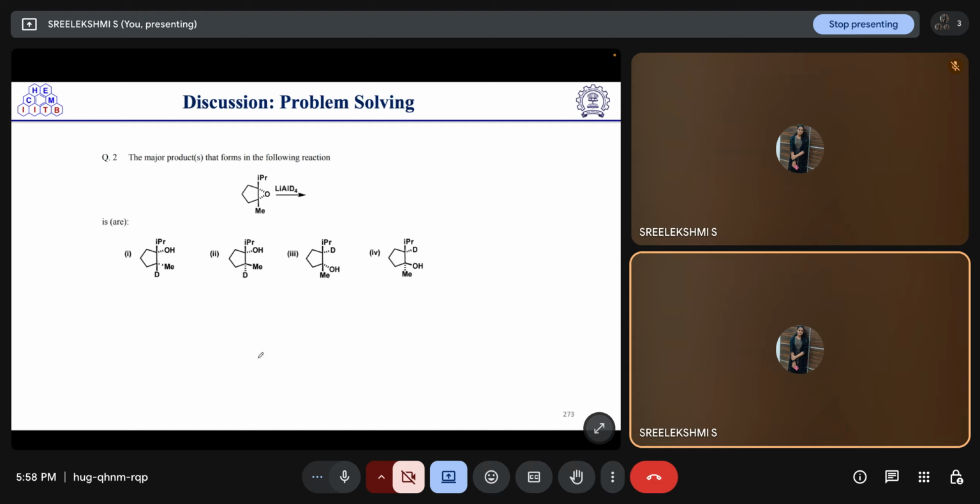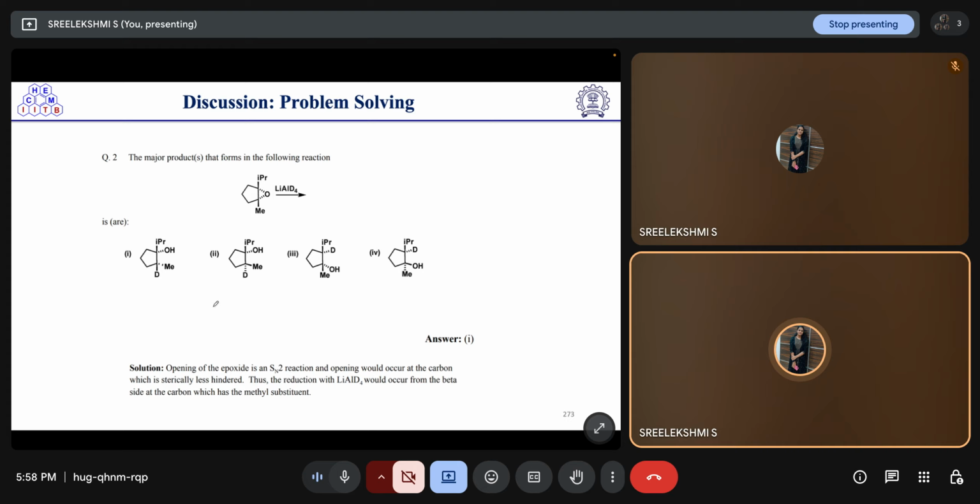Here the correct answer is option 1. As I said earlier, this opening of the epoxide will be an SN2 reaction, so it will happen from the less hindered side. The hydride, or the corresponding deuterium, will attack over this less hindered position, and the epoxide will open from this side and give this product. So reduction with LiAlD4 will occur from the beta side at the carbon which has a methyl substituent.